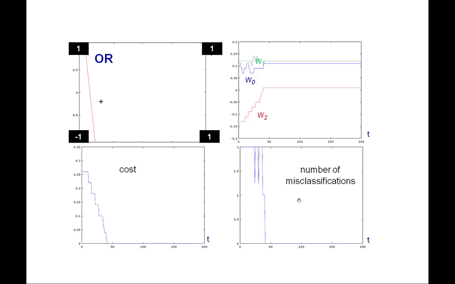And the number of misclassifications sort of jiggles around. I guess there are 4 data points here, and then becomes 0 and stays 0. So this is the beautiful behavior, the learning behavior of the perceptron for classes which can be linearly separated.